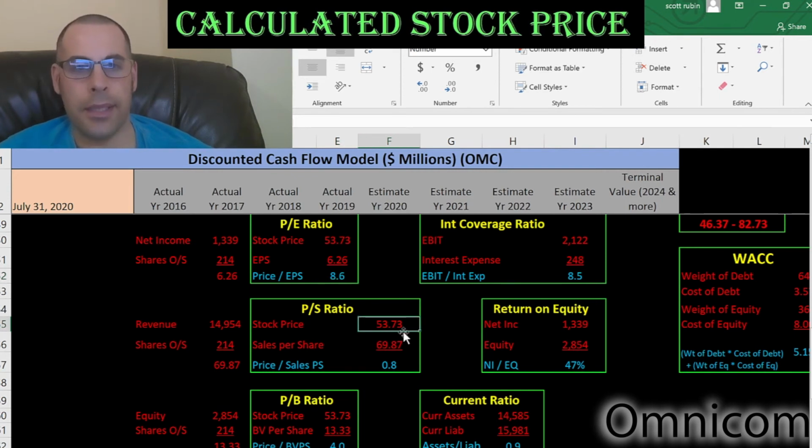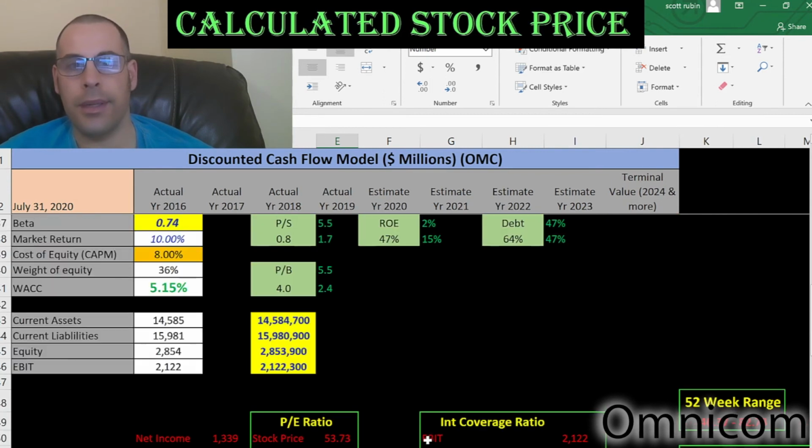Price to sales is stock price over sales per share. To get sales per share, it's revenue over shares outstanding. And price to sales below 1 is considered great value. The stock price has come down so much that it is below 1 now. The price to book is stock price over book value per share. To get book value, it's equity over shares outstanding. So I like to see below 3.5. They're at 4.0, which isn't too terrible.